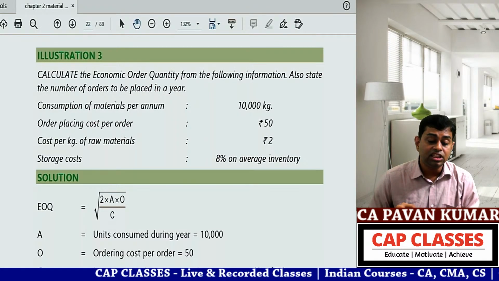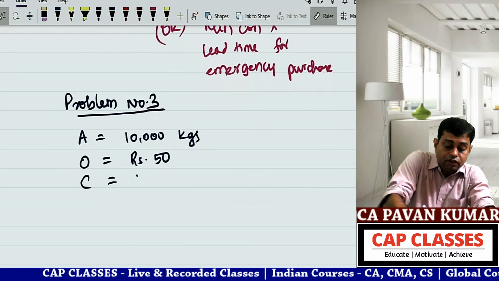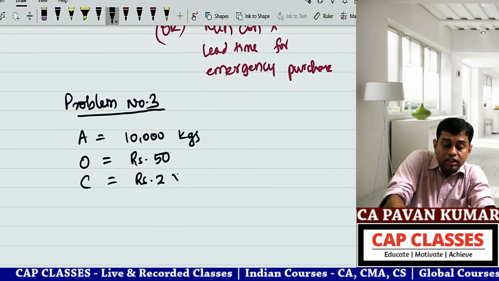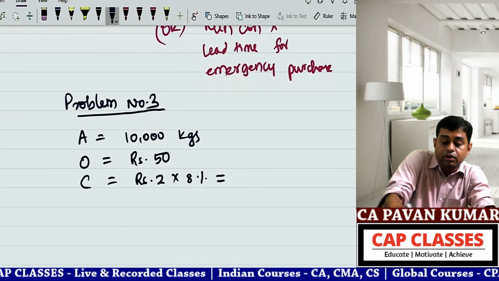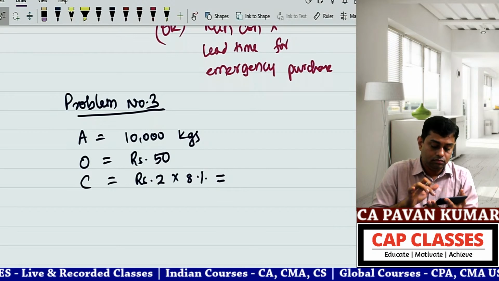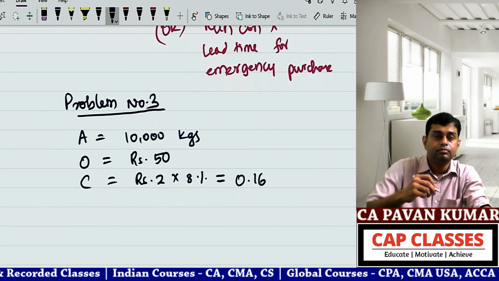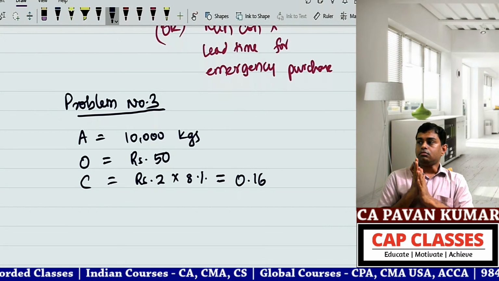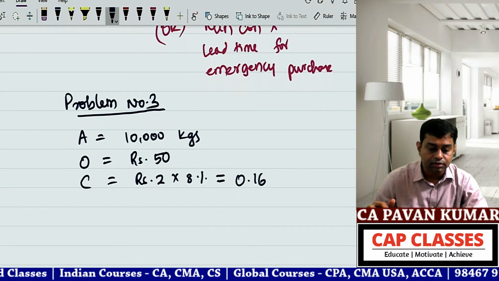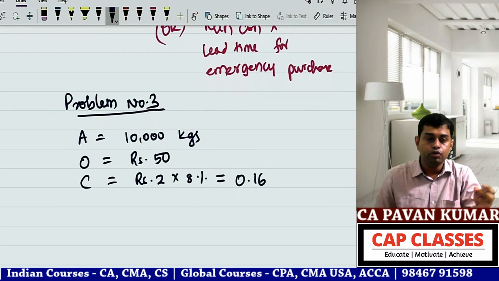Okay, so purchase cost 2 rupees, storage cost 8%. C is equal to rupees 2 into 8%. How much? Calculate and tell me. 0.16. Correct? So now you calculate and tell me EOQ.